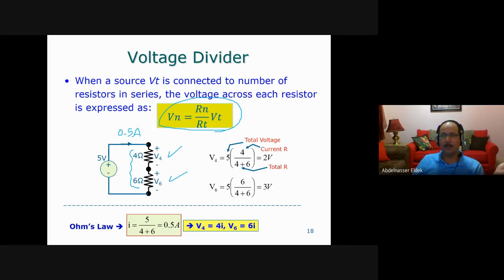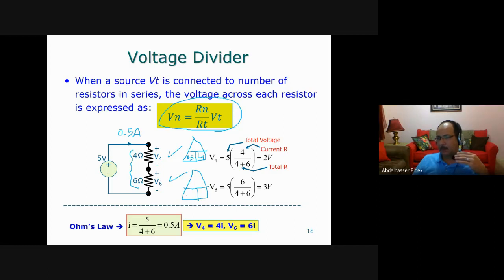Okay, and once you know the current, you can calculate the voltage. The current is 0.5, and the resistance is what? Is 4, for example, here. So can you calculate the voltage? Yes, 0.5 times 4 is 2. Same for this one.